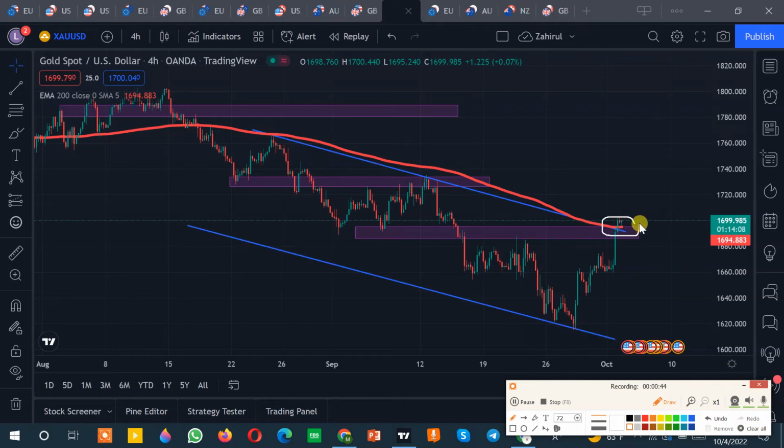So it's a selling area because this support now acts as a resistance. The 200 EMA acts as a dynamic resistance. This trend line acts as a dynamic, and also as a resistance area. So it's a good confluence to make a sell.